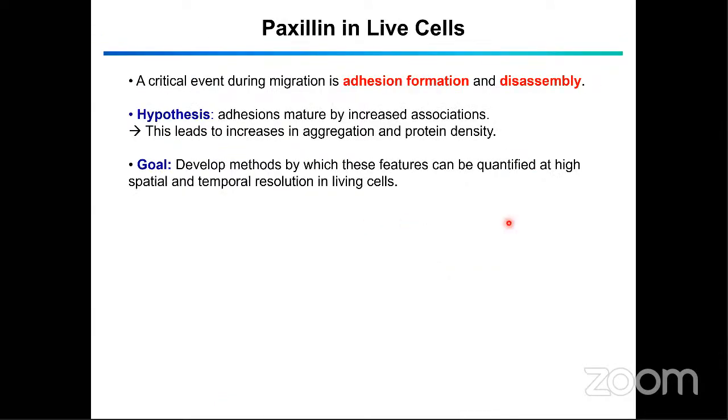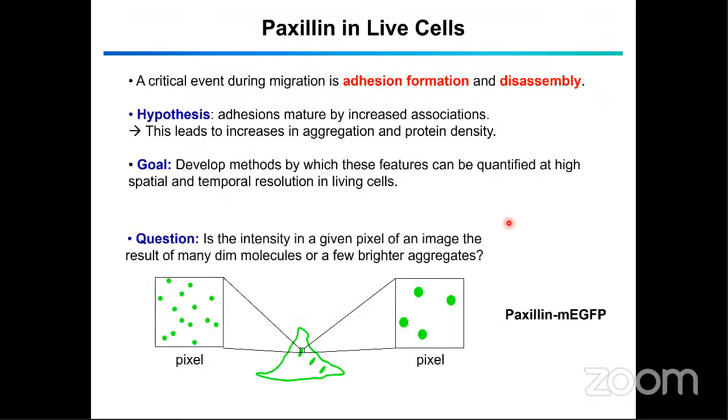Okay, so what can you study with this method? Again, we are looking at the focal adhesions, the paxillin molecules, and specifically during migration where these adhesions assemble and disassemble. So the hypothesis is that adhesions mature by increased associations, which leads to this aggregation of molecules and protein density around the adhesions that form. So how can we quantify this? Well, we can use the number and brightness method.